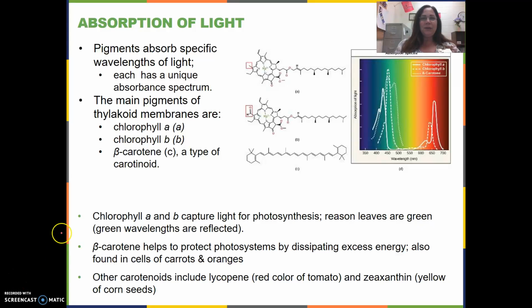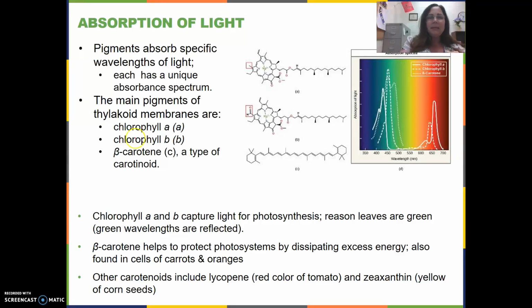This is part 2 of the Chapter 8 lecture notes, and we ended the last section. I kind of introduced the visible light spectrum, and so now we're going to talk about the different pigments that are found in plants or photosynthetic organisms, and which regions of the visible light spectrum they actually absorb.